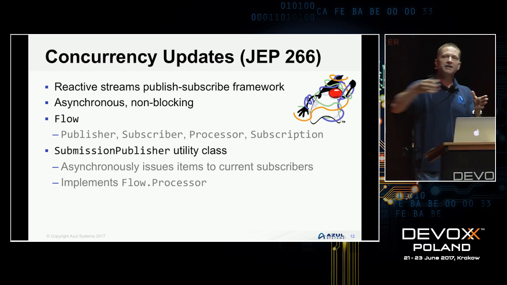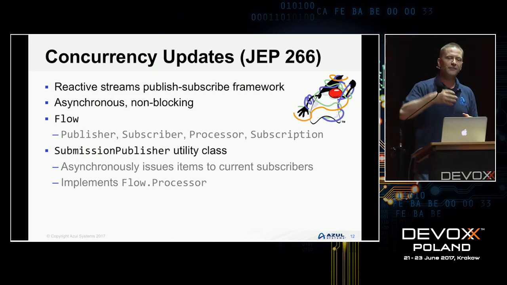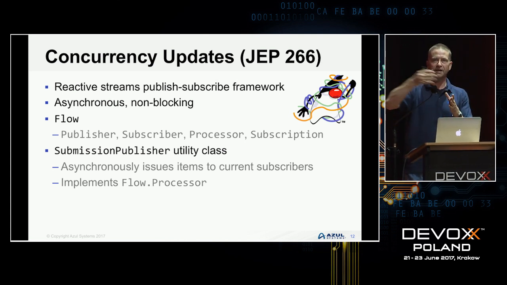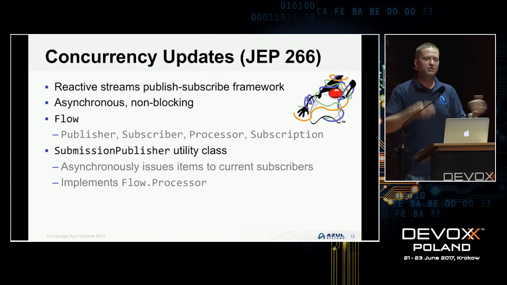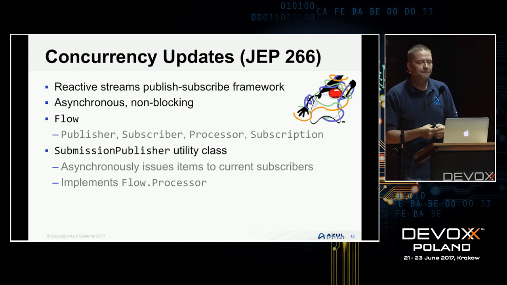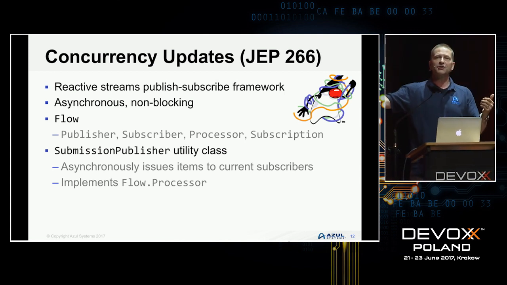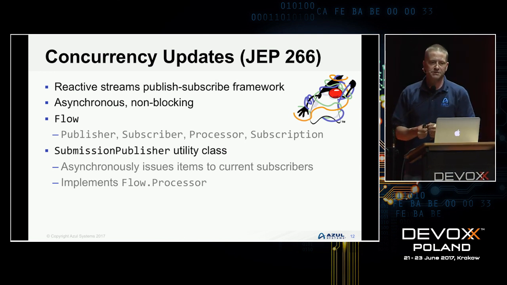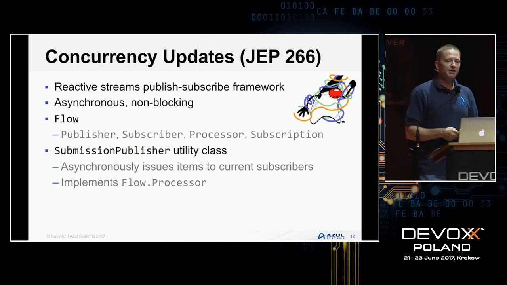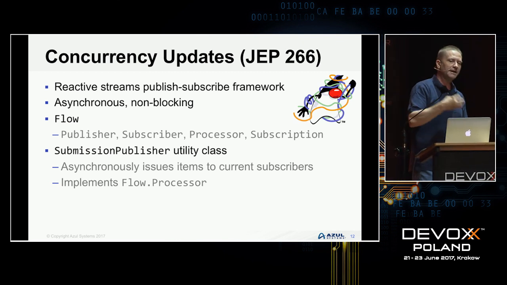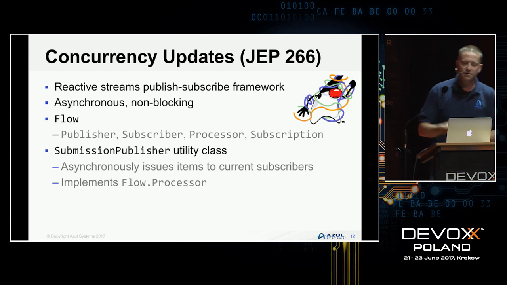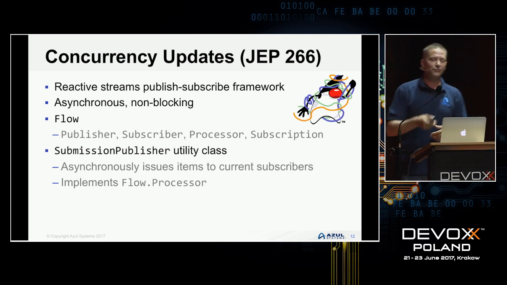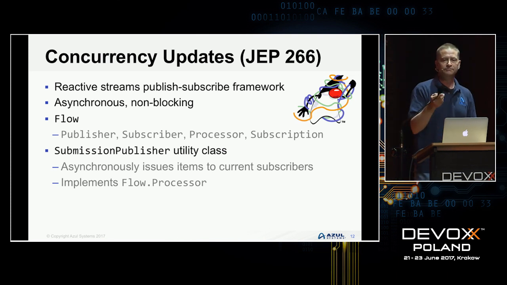You can also chain these things together so that you can have processors, which are both a publisher and a subscriber. So you can link a publisher to a processor to a subscriber. And the way that things are handled along that chain is through a subscription. So that's how you actually tie these things together. There's also a SubmissionPublisher utility class that allows you to do asynchronous items for a current subscriber, and that in itself implements the Flow.Processor interface.